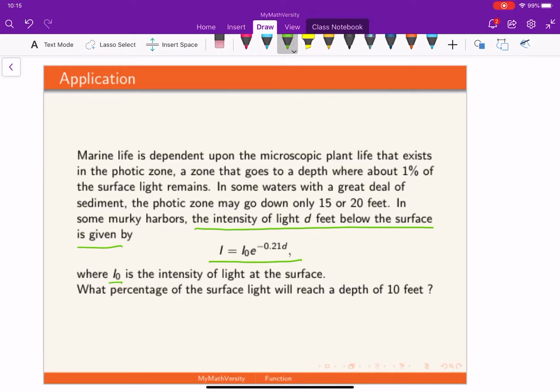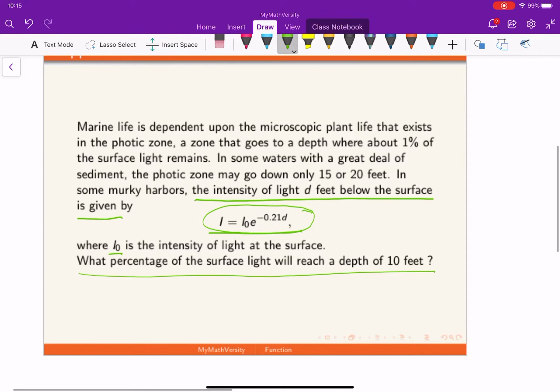So we have the relationship between the intensity of the light at the surface and the intensity of the light d feet below the surface. Our goal here is to find what percentage of the surface light will reach a depth of 10 feet. We have the relationship I equals I sub 0 e to the power minus 0.21 times d. Let's use that relationship to find this percentage.